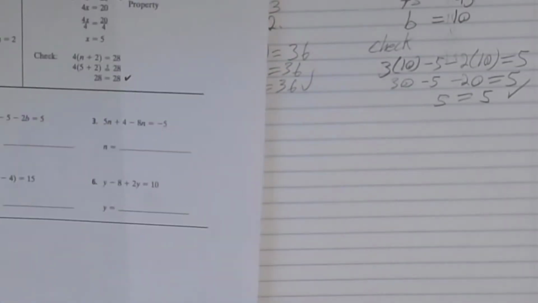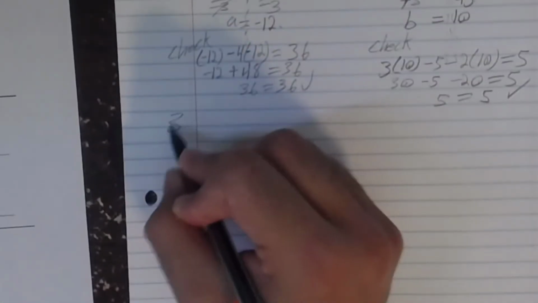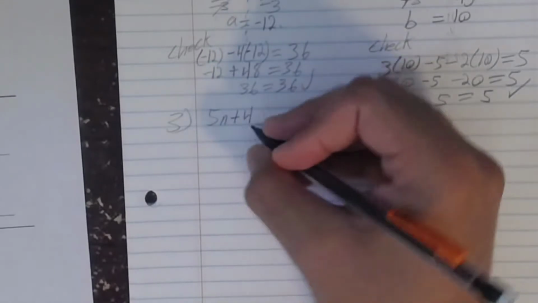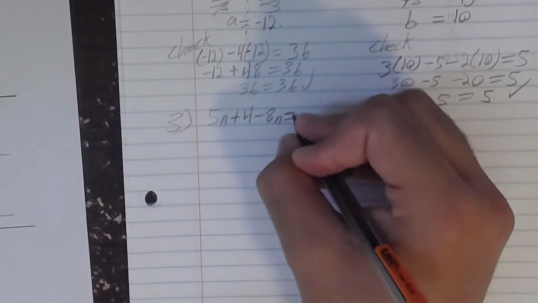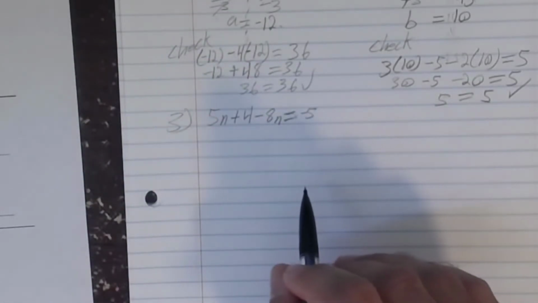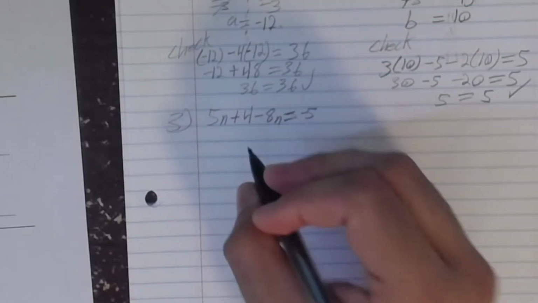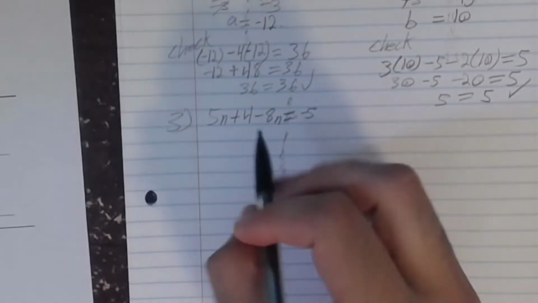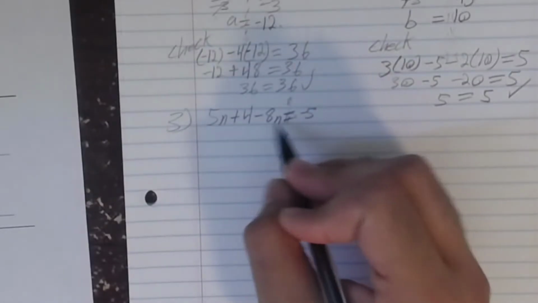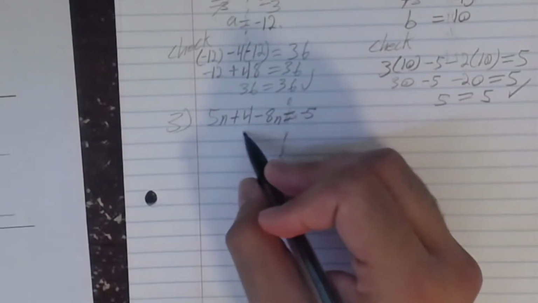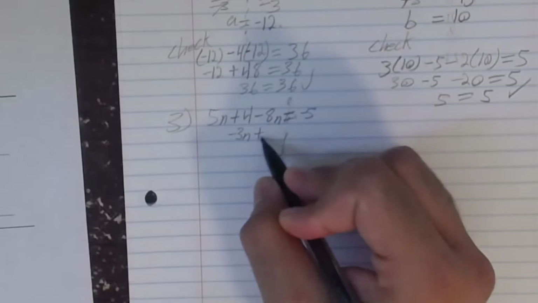Next problem that we have is this, number 3. We have 5n plus 4 minus 8n. Same thing, we're one equation, one unknown. In this case, we're solving for n. Draw the little imaginary line. I like to combine like terms first and then start moving things around. Now, can I combine anything on the left side? Yes, we can. We have 5n and minus 8n. So what is that equal to? That is equal to -3n. We still have that plus 4, and there you go.